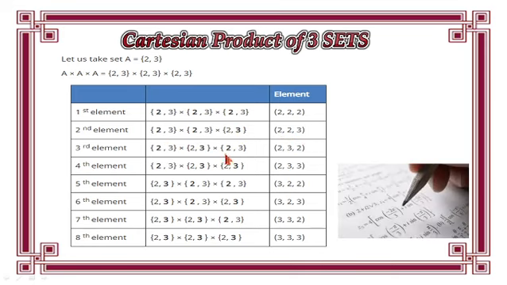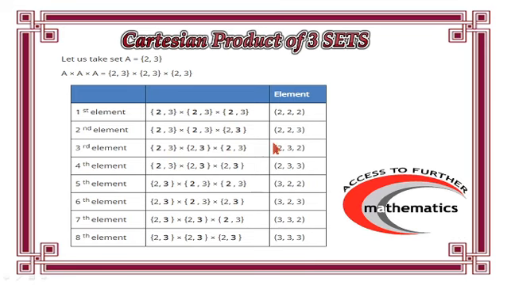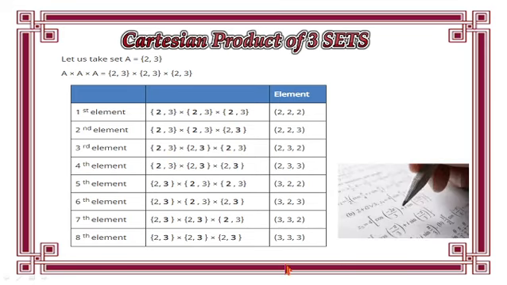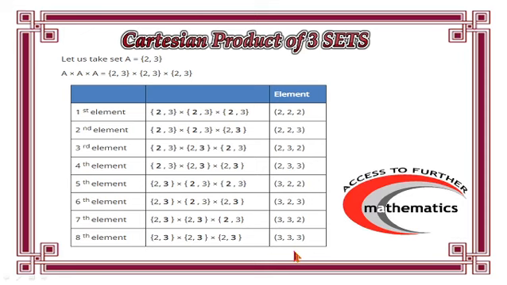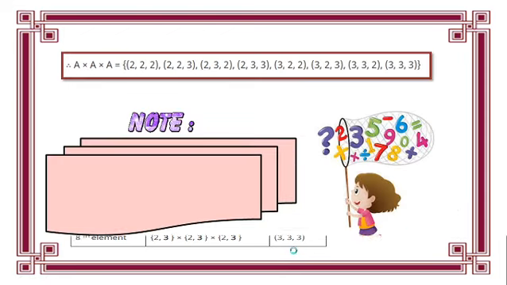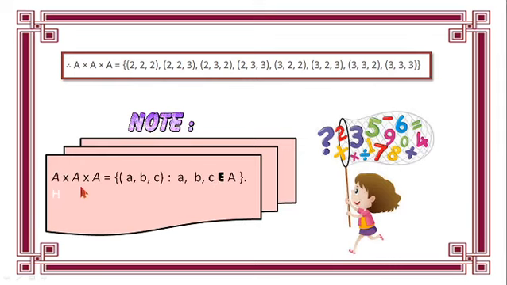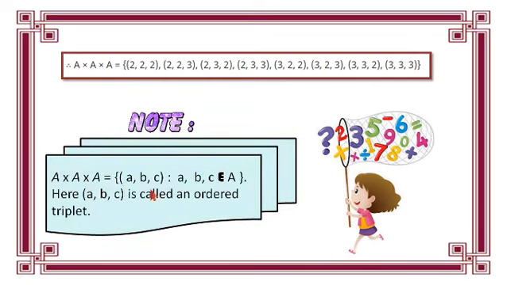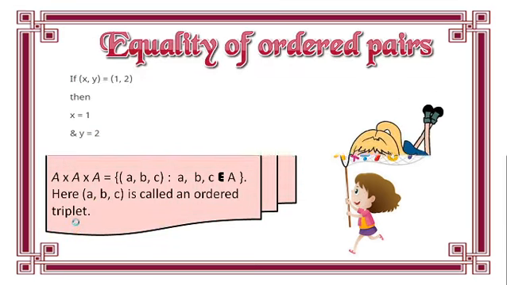Now let's take 2, 3 and 2. This way we have to write all the possible elements. So we can see that we will have 8 elements. The collection will be this. And note that A cross A cross A will be equal to these type of triplets A, B, C, where all three A, B, C belong to set A, and here this A, B, C is called an ordered triplet. We will call it as ordered triplet.